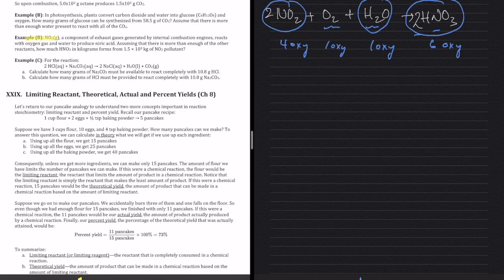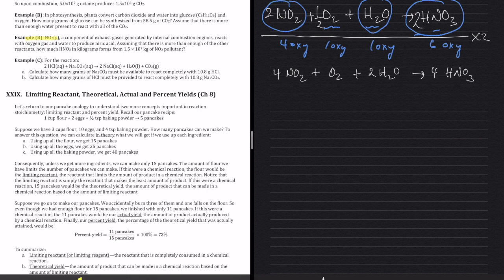Since I already have 2 oxygens in the formula, the only way I can make it into 1 would be to multiply it by a half. And of course, that would give us our balanced equation, but we can't really have a fractional coefficient. So what I'm going to do is take the entire equation and multiply it by 2 to give me this new equation: 4NO2 plus O2 plus 2H2O forming 4HNO3. That's my balanced equation.